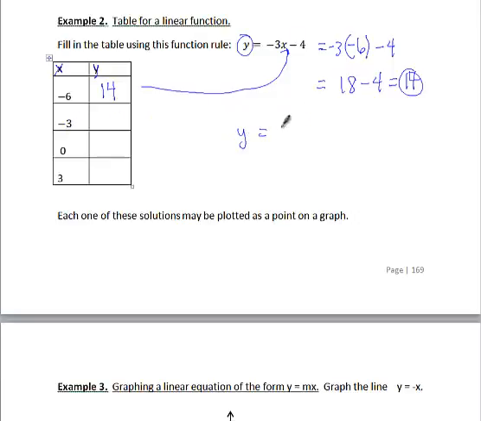If x is -3, I replace the x with the -3, so now I have 2 -3's multiplied times each other. One came from the x, the other one came from the rule, and now I subtract 4. -3 times -3 is a +9. If I subtract 4, I get 5. Okay, and so I place the 5 beside the -3 in the y column. Next one.